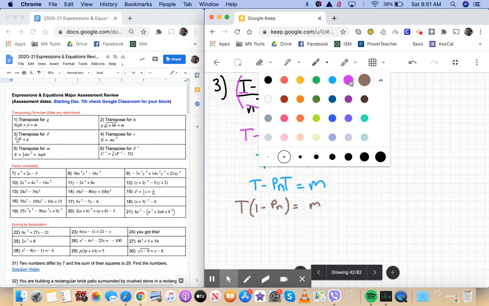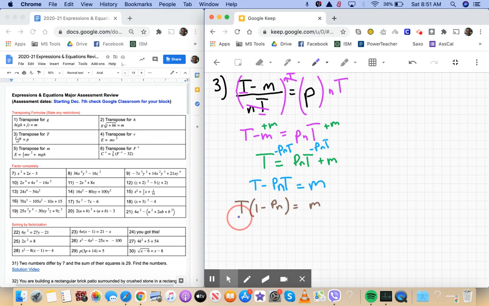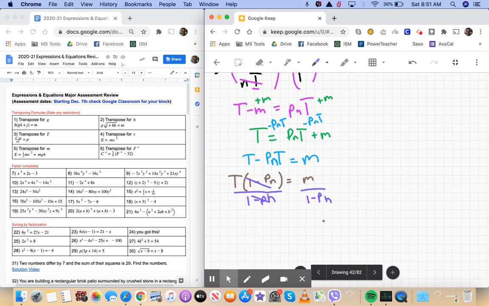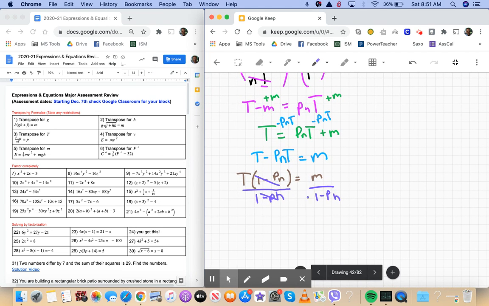And now I just need to undo that multiplication. So I'm going to divide everything by, let's see, 1 minus pn. Okay, and do the same thing over here, 1 minus pn. Okay, so that will cancel there. Let's move up a little bit. And we have t is equal to m over 1 minus pn. That's it.